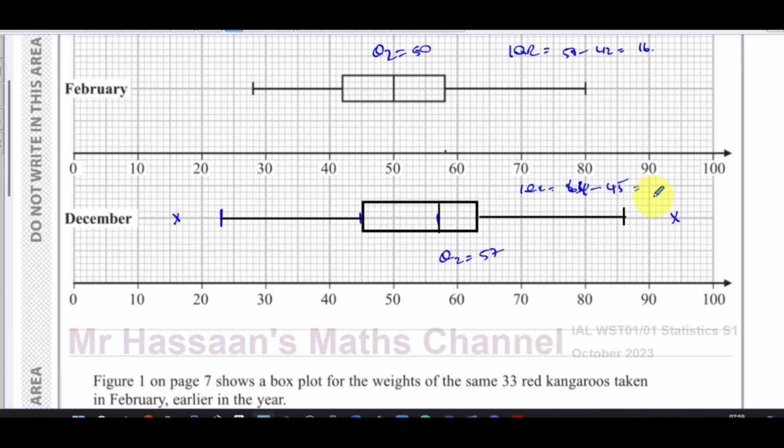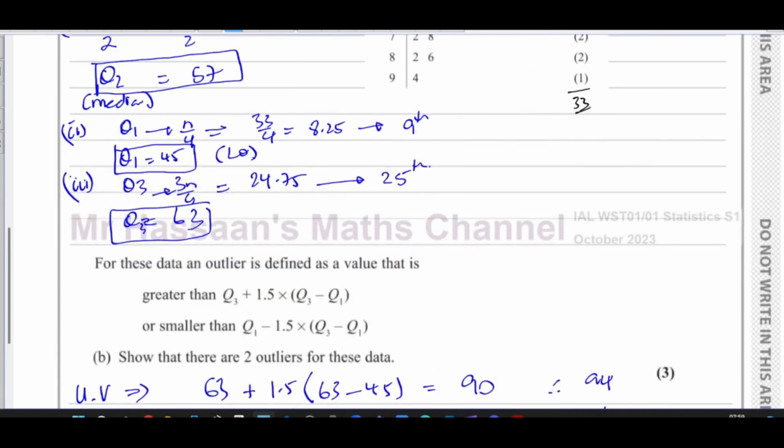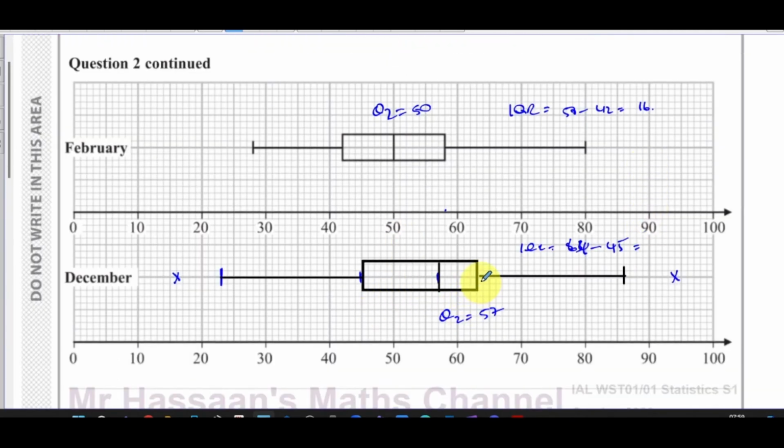Okay, 64 minus 45. Let's have a look at what we found before, sorry. It was 63 minus 45. That's about 18. So the interquartile range is slightly bigger here. It's very similar, but slightly bigger here.